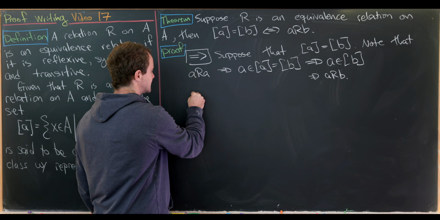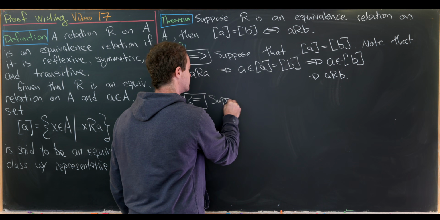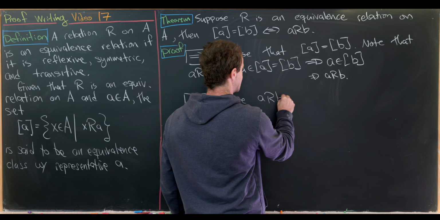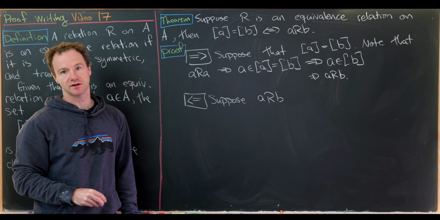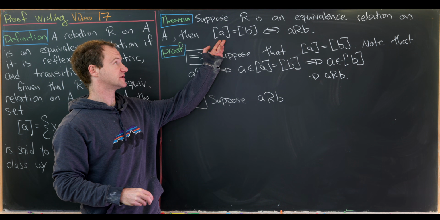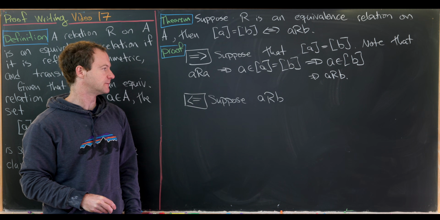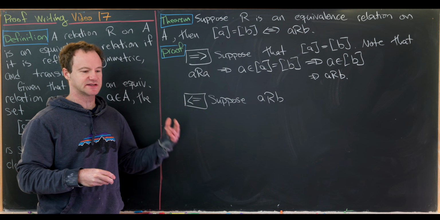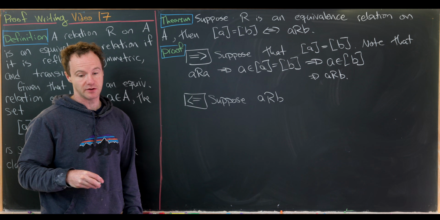Okay, so now let's do the reverse direction. Let's suppose A is related to B. Notice that we want to show a set equality here. Since we want to show a set equality, we need to show that the equivalence class of A is a subset of the equivalence class of B and vice versa. We'll only do one direction because this is a symmetric argument. But that being said, technically you need to do both.